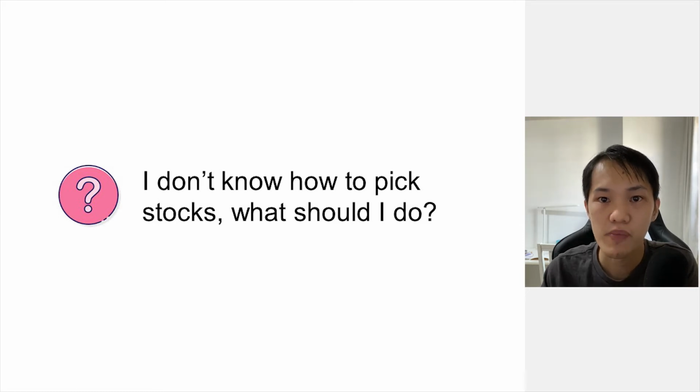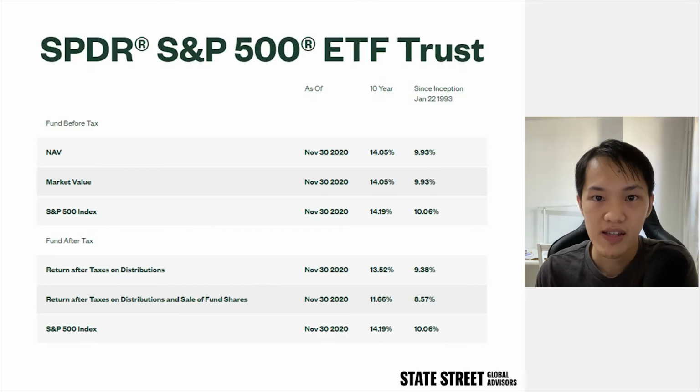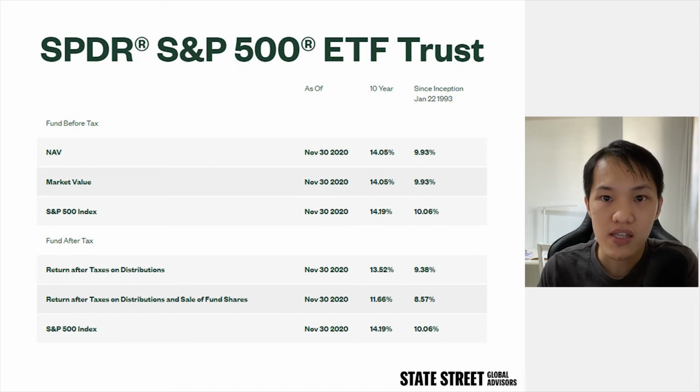And because there are so many companies in a broad market ETF, it is very diversified and the allocation to each stock is very small. You don't have to worry about a particular company at any moment of time. So let's take a look at one of the most popular ETFs, which is the SPY. This ETF tracks the S&P 500 index. The historical return in the past 10 years is 14% and the historical return since inception is about 10%.